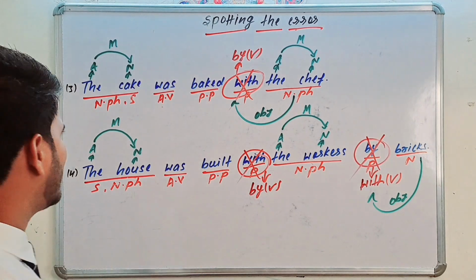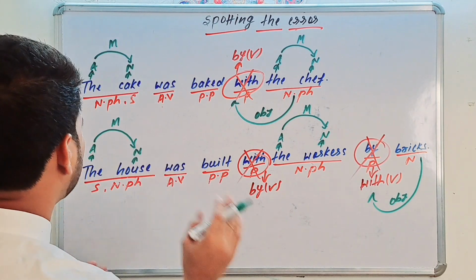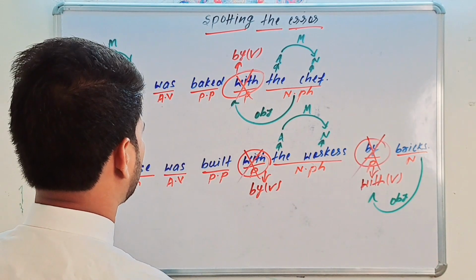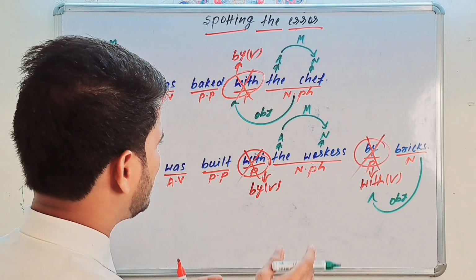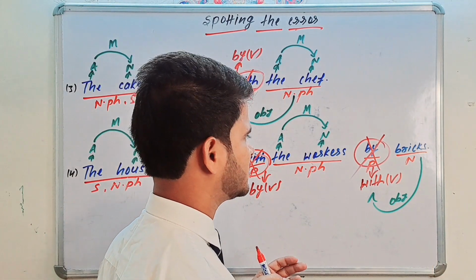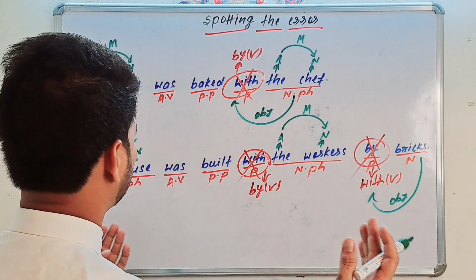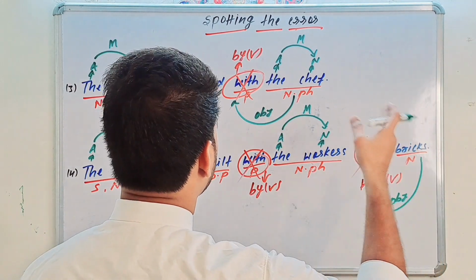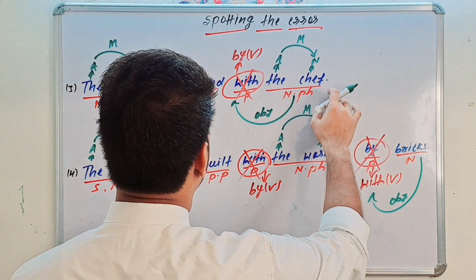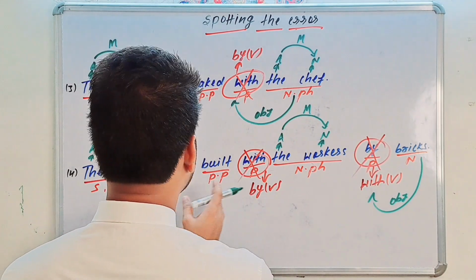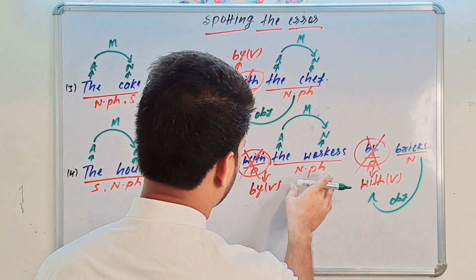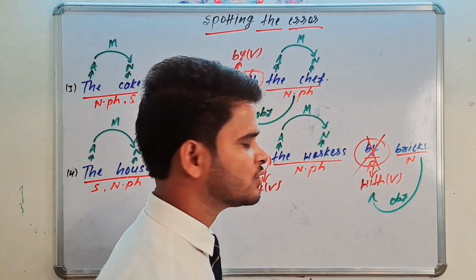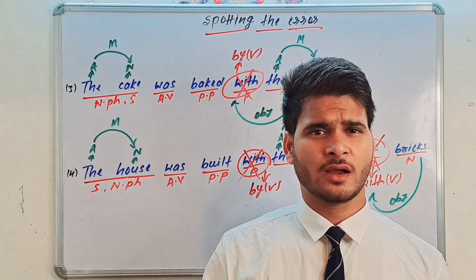Again, see my dear friends, the third sentence here, the cake was baked by the chef, okay, not with the chef. And the house was built by the workers with bricks. Don't say like that, the cake was baked with the chef. Basically with is only used for an object, not for a doer. For a doer we use the preposition by. The house was built by the workers, not with the workers, and with bricks. So I told you the golden rule of English grammar.